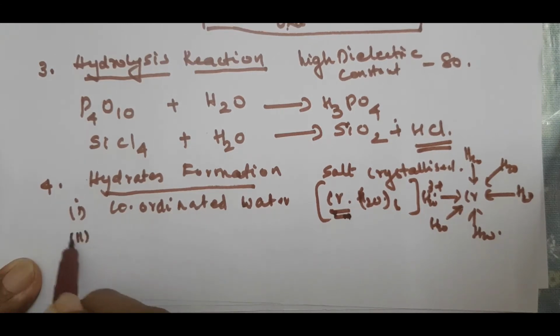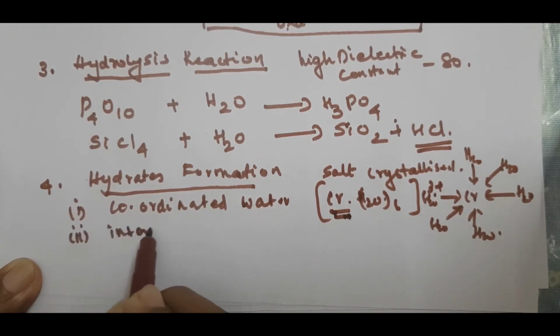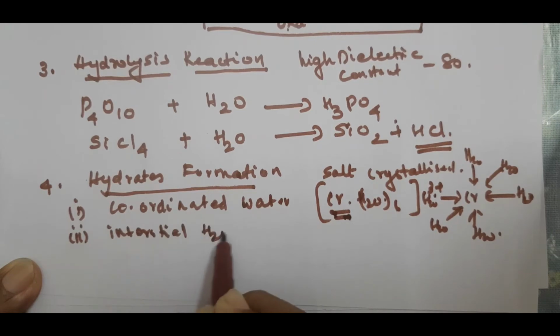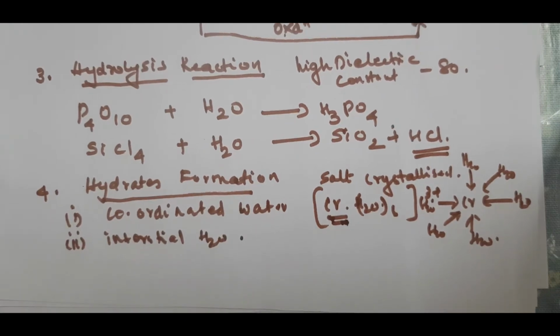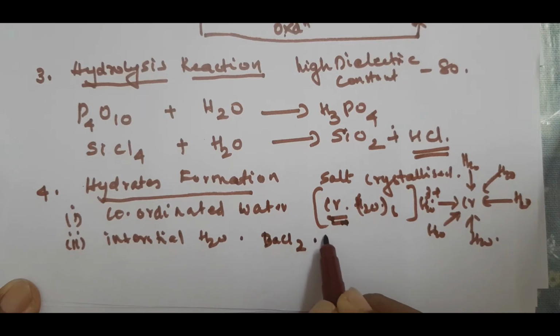Now, the second type of hydration is called interstitial water. The water will be getting into the interstitial space between the compounds or molecules. An example is BaCl2·2H2O.